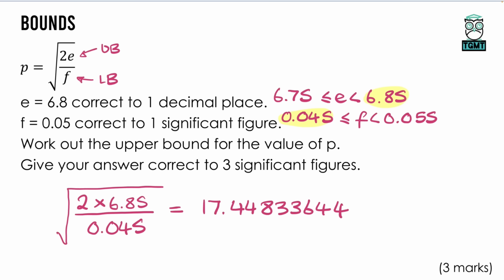Now I'm going to round it to 3 significant figures, which is just after the 4 there. So that comes out as 17.4, and that is our upper bound. Now again, if we were asked to work out the lower bound here, then you would put the lower bound of E on the top, and the upper bound of F on the bottom. If we were asked to consider bounds, then we'd actually work both of them out and see if they round the same. So just read the language very carefully in these questions. But there we go. This one just wanted us to find the upper bound.